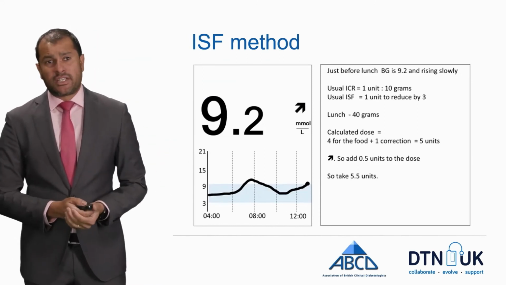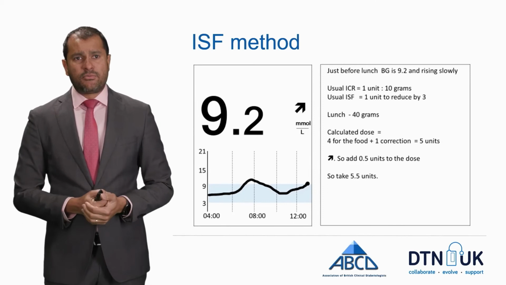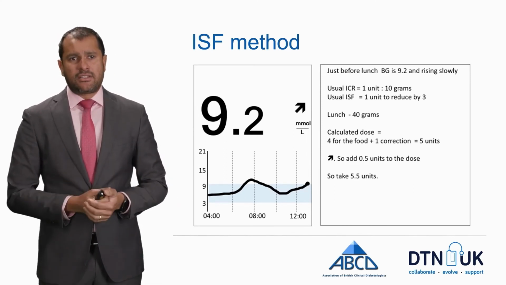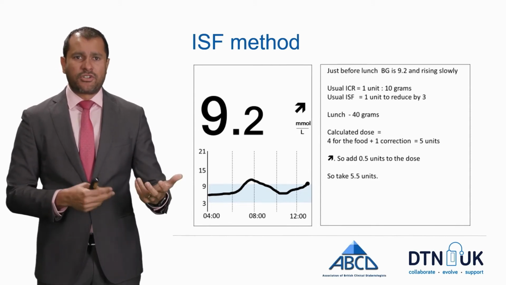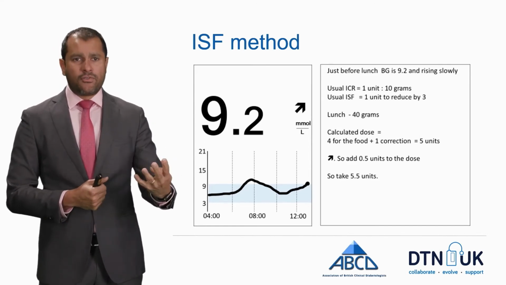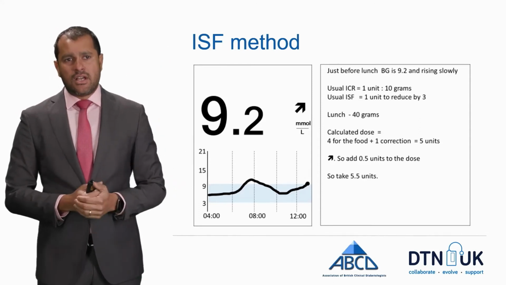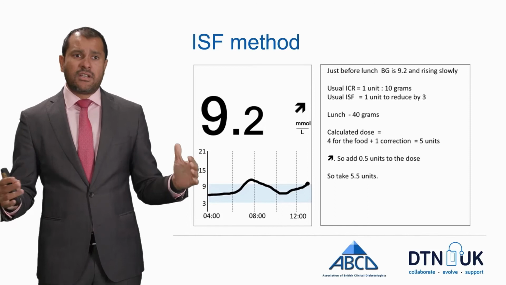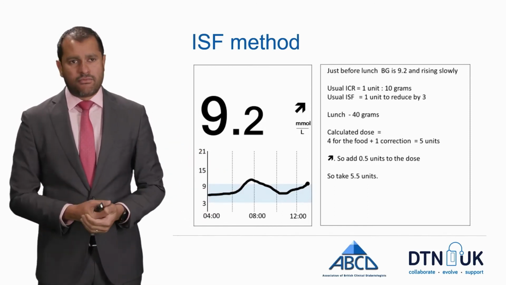So this is just a worked example. This is someone whose blood glucose is 9.2 pre-meal and is going up with an oblique arrow. Their usual insulin carb ratio is 1 unit for 10 grams, and their sensitivity is 1 to reduce by 3. If they're having a 40-gram lunch, then you've got 4 for the food and 1 for the correction. That's to take you from 9 down to 6. So the total calculated dose is 5 units. Now, because you've got an oblique arrow up, you'd add half a unit to that and take 5.5.